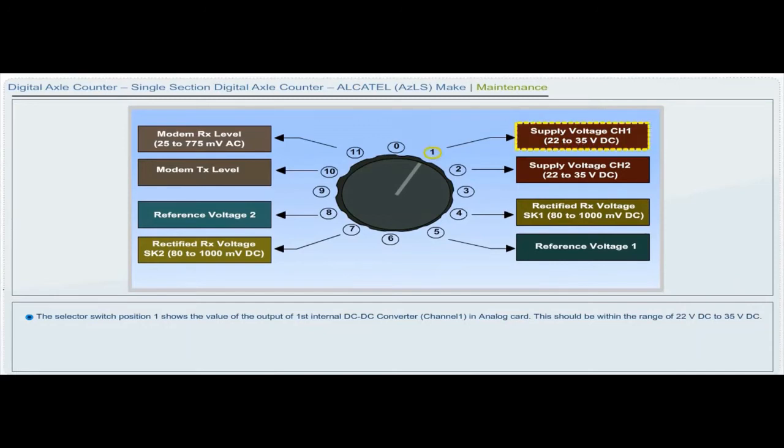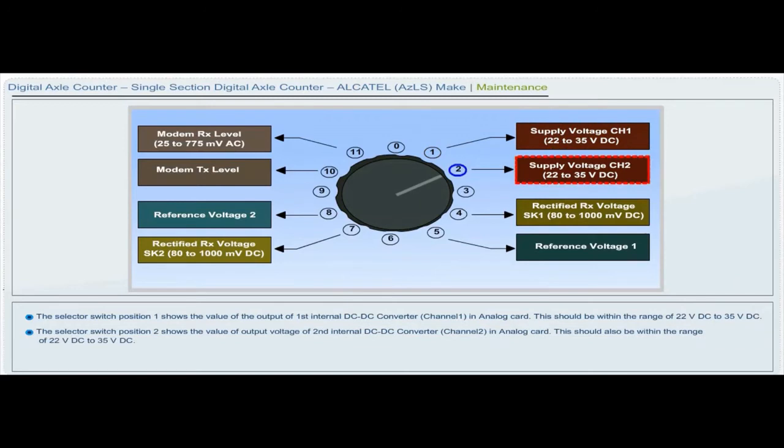The selector switch position 2 shows the value of the output voltage of the second internal DC-DC converter, that is channel 2 in the analog card. This should also be within the range of 22 volt DC to 35 volt DC. The selector switch position 3 is off.